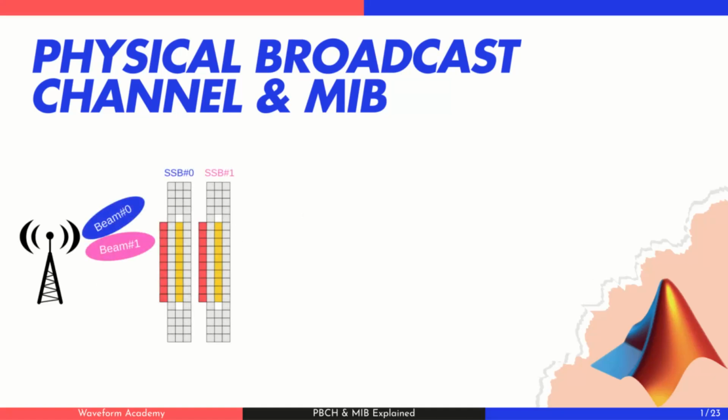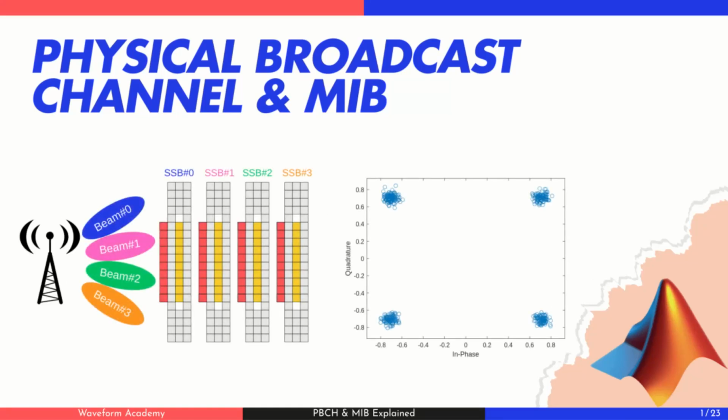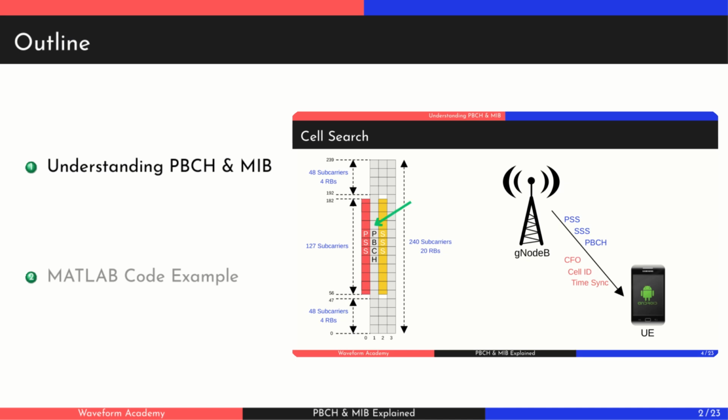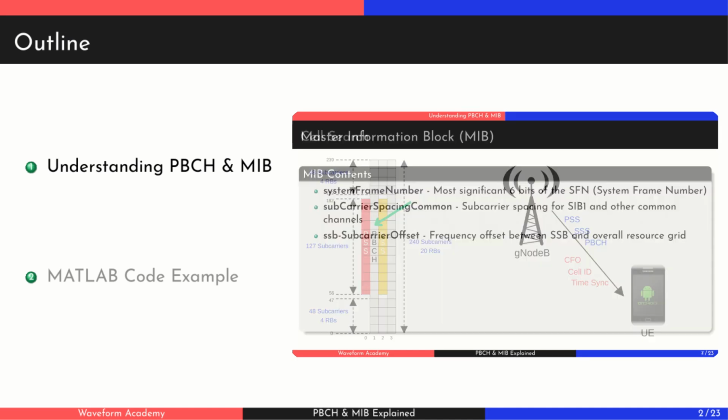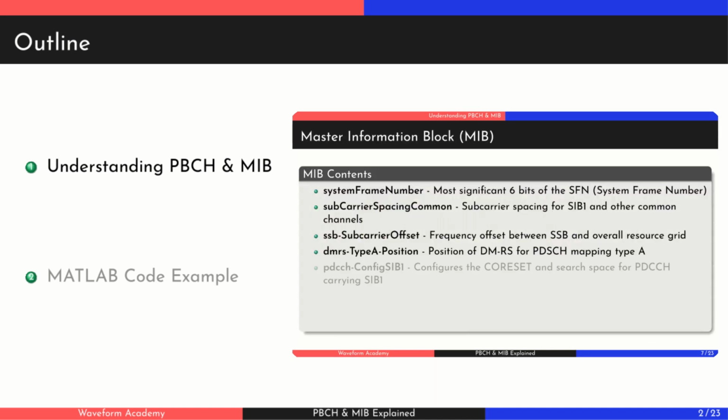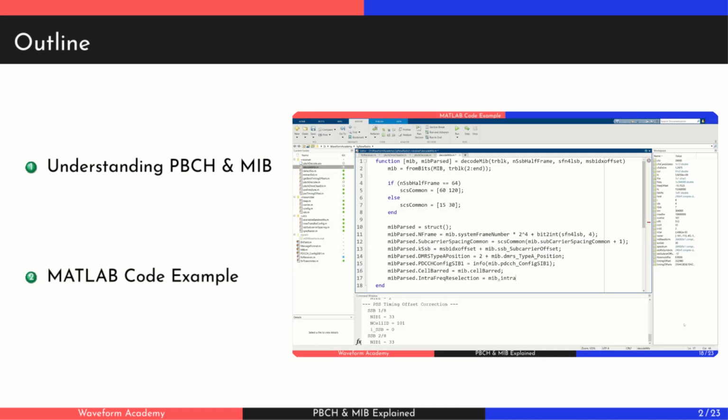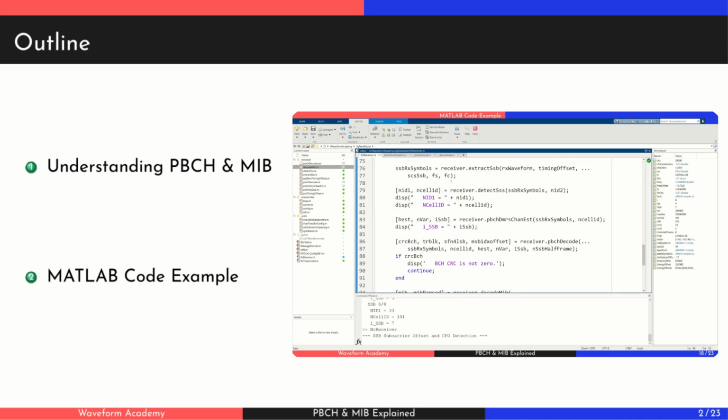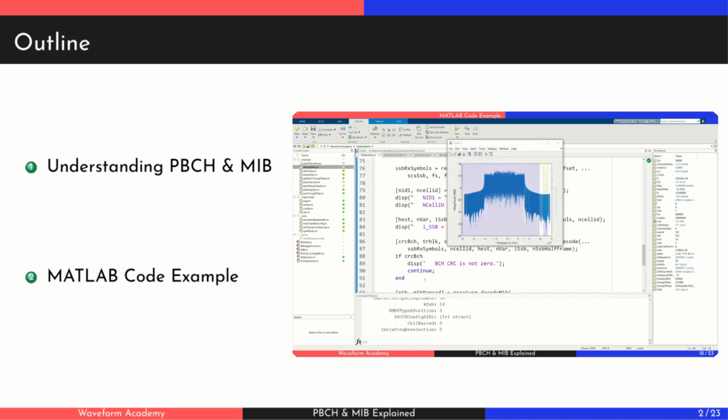Welcome! In this video, we're diving into one of the very first steps your phone takes when connecting to a 5G network, the physical broadcast channel and the master information block. We'll explore what they are, why they're essential for initial access, and how they fit into the bigger picture of 5G communication. Then, we'll move from theory to practice, showing a MATLAB implementation that detects the PBCH and decodes the MIB from a 5G signal.